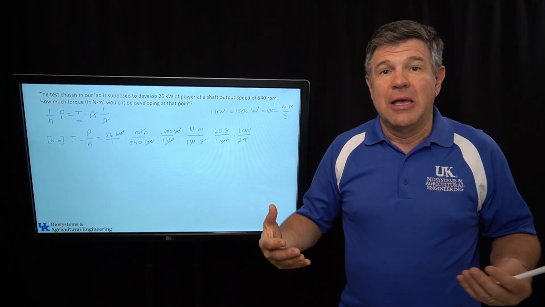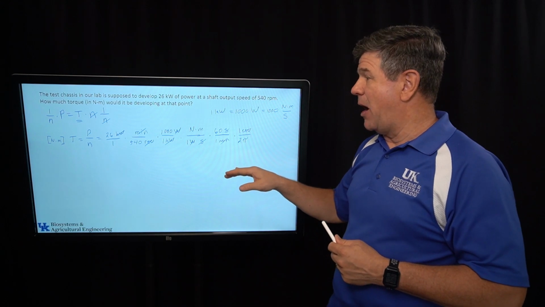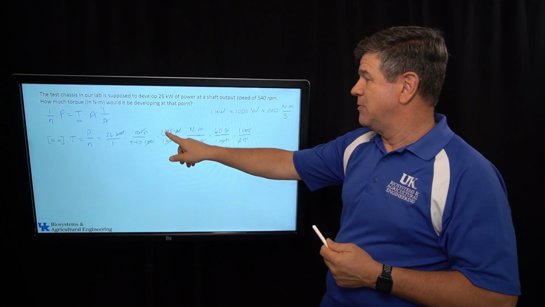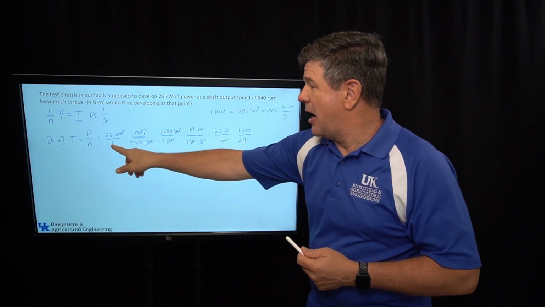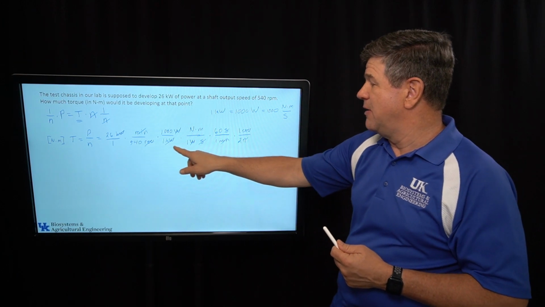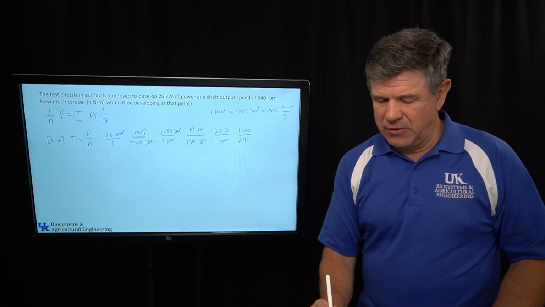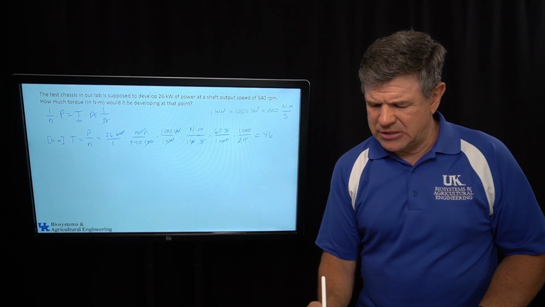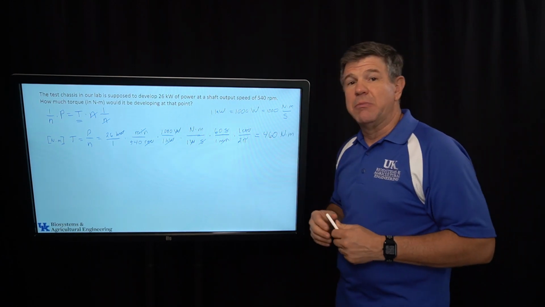So now it's calculator. Multiply everything in the top, divide everything in the bottom. So the calculator sequence would look like 26 times 1,000 times 60 divided by 540 divided by 2 divided by pi. And if I do that, the answer should come out to be 460 Newton meters. That is my torque.